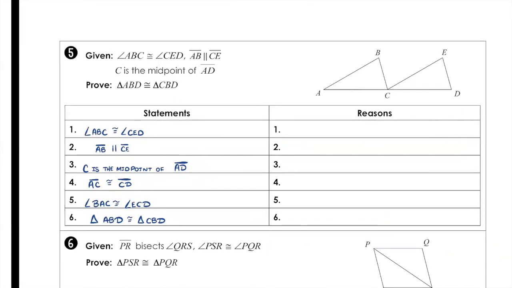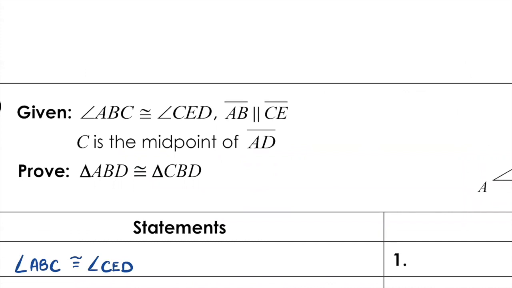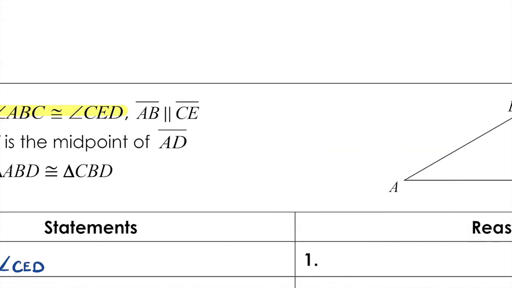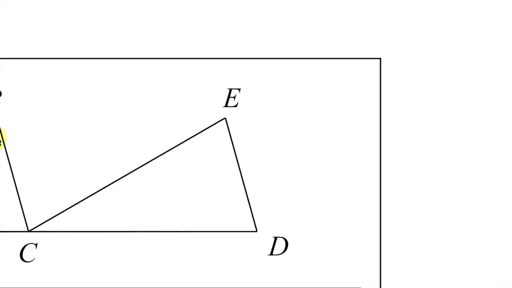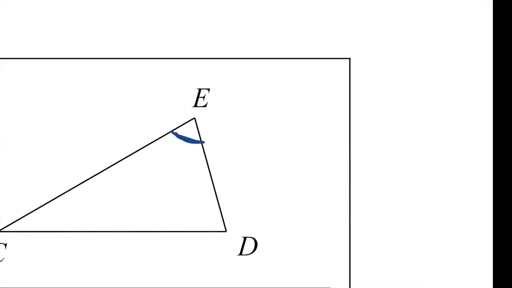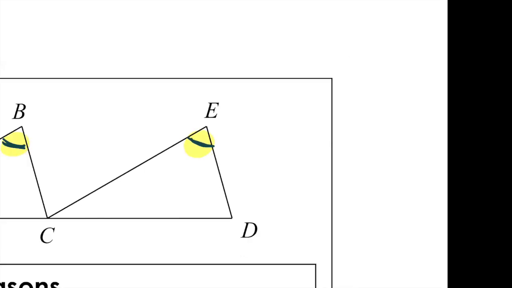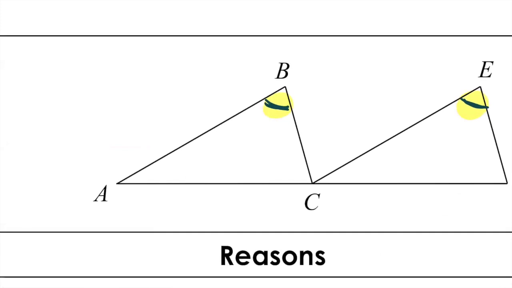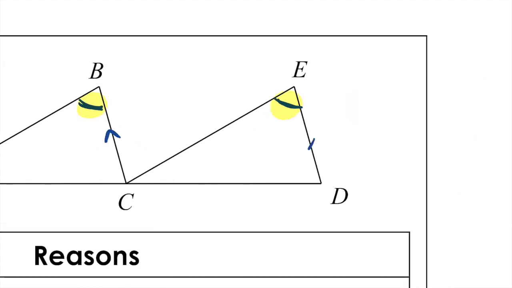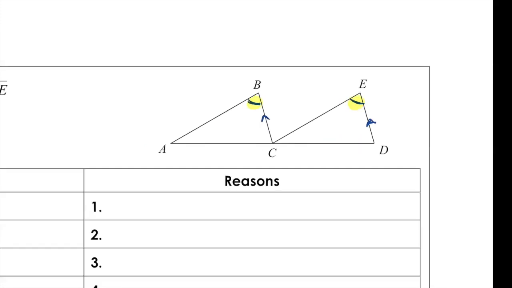So let's go ahead and mark up our diagram with what we know. It told us ABC is congruent to CED. So these angles up here are congruent. It tells us AB is parallel to CE. So when I see that, I automatically need to start thinking what? Alternate interior, alternate exterior, corresponding. Automatically, when I see parallel lines, I need to think that.